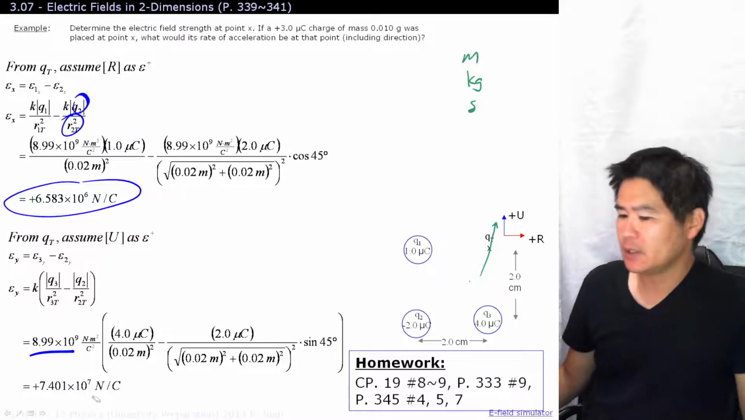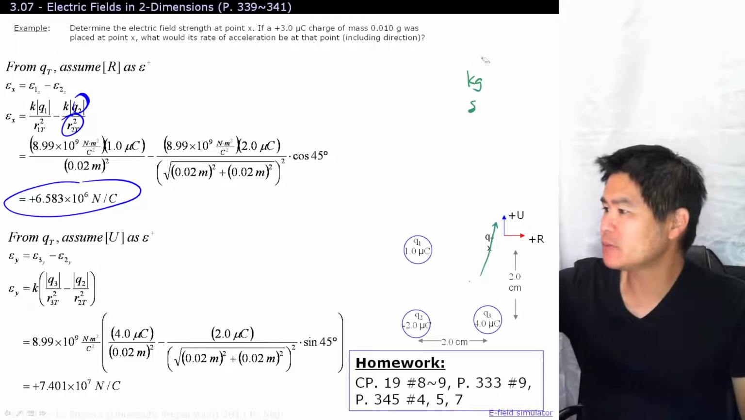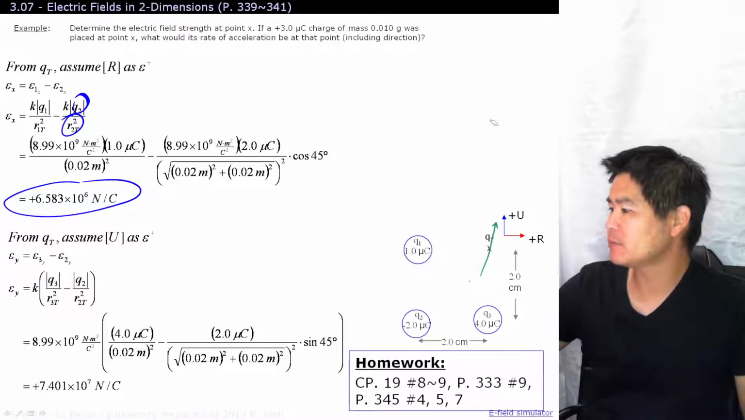So how do we find out how long that green vector is? Well, we pull out good old Pythagorean theorem.